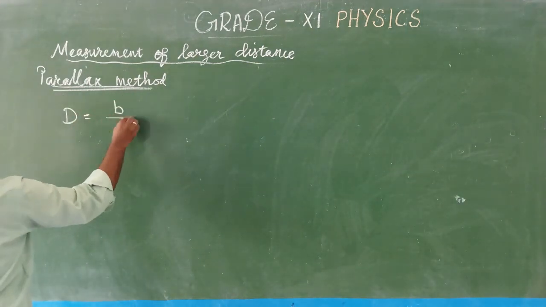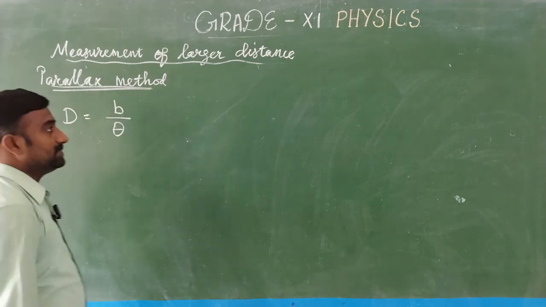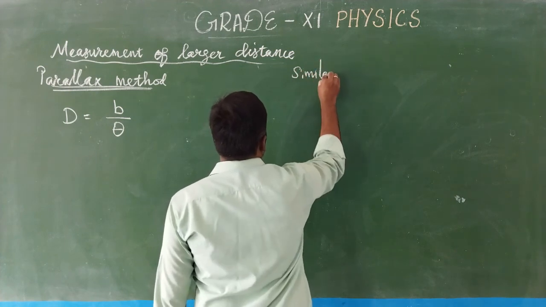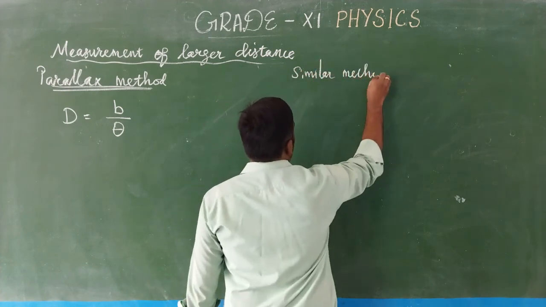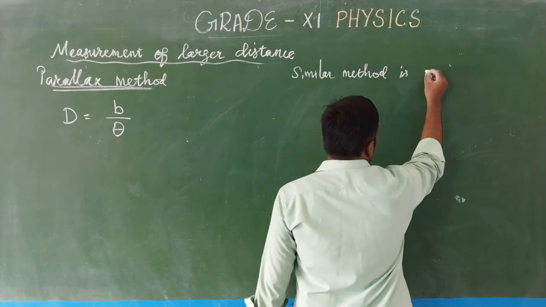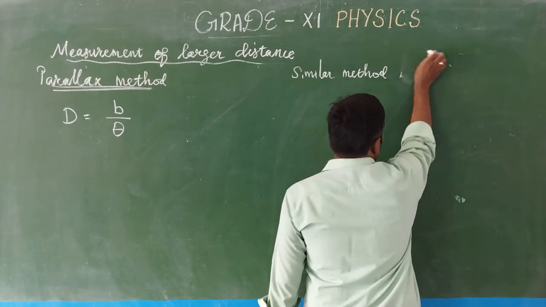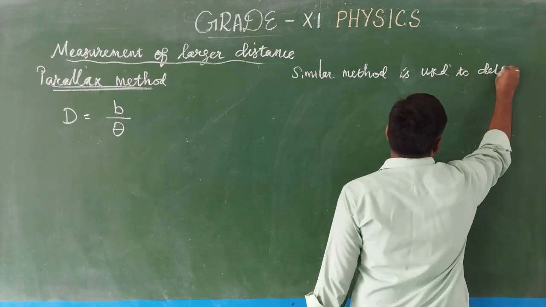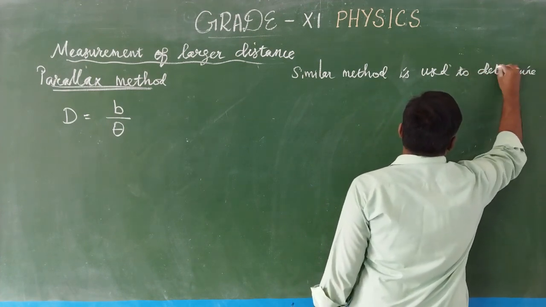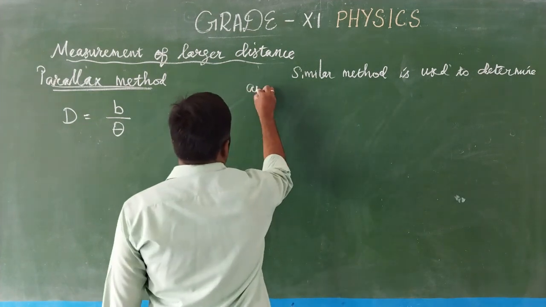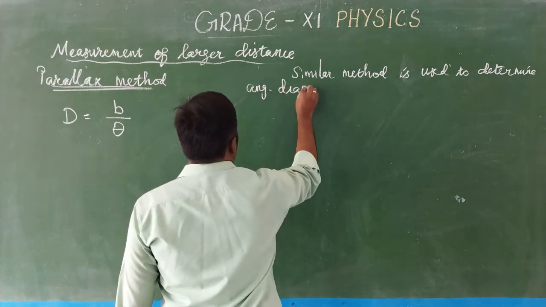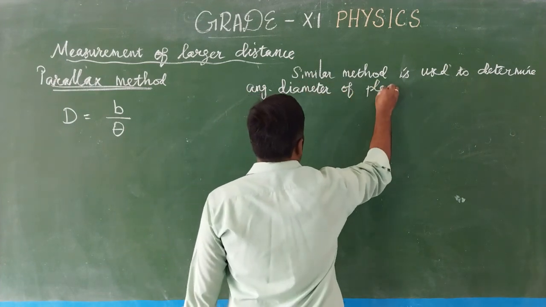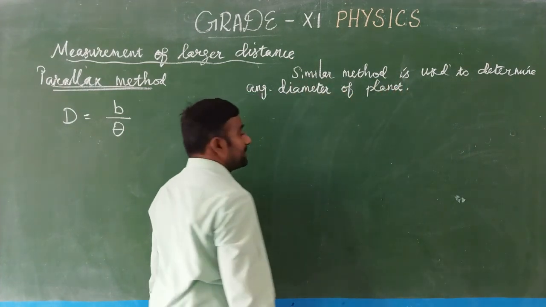Distance is equal to basis by parallactic angle. In a similar method, we can determine the angular diameter of the planet. What is the angular diameter of a planet? So how can we determine it?